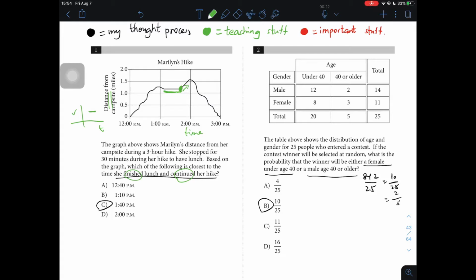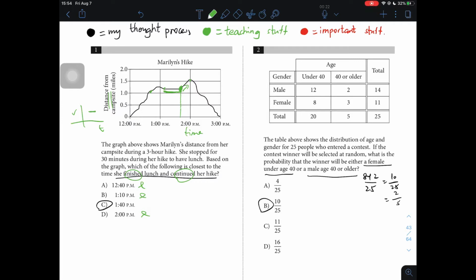So let's get back to this question. How can you see what time this point leads us to? You can just draw a straight line down here, and it's definitely not 12:40, because she's still riding at 1:10. That's when she approximately stopped and paused, and at 2 that's when she's at the farthest place from her home, or her camp, whatever. So the answer is C.